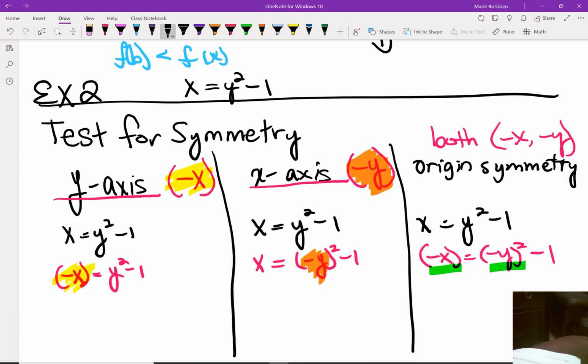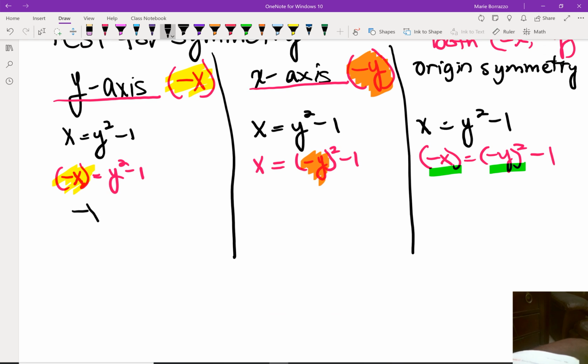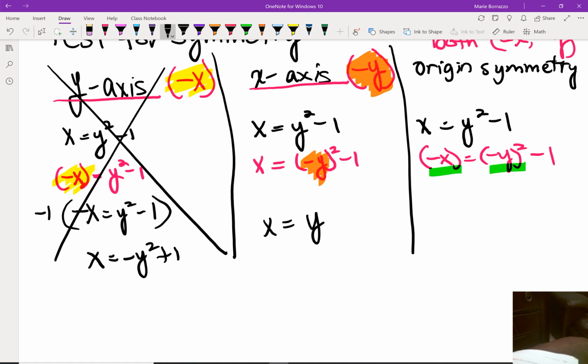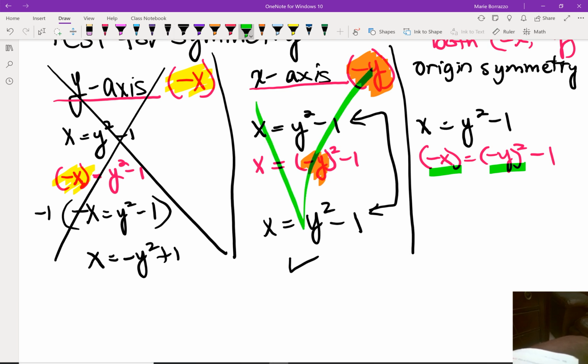Now, what happens here is that I'm going to end up with negative x equals y squared minus 1. And we never like a leading variable that's negative, so I'll have to multiply by negative 1 across to get x is equal to negative y squared plus 1. Not the same, so this does not have y-axis symmetry. I will repeat this over here, where x is equal to negative y squared. Well, that gives me y squared minus 1. That is identical, same. So this definitely has x-axis symmetry. This is a winner chicken dinner.